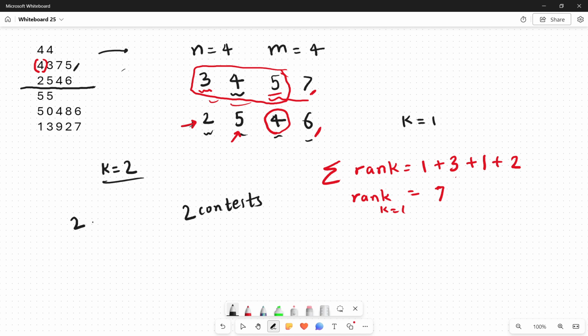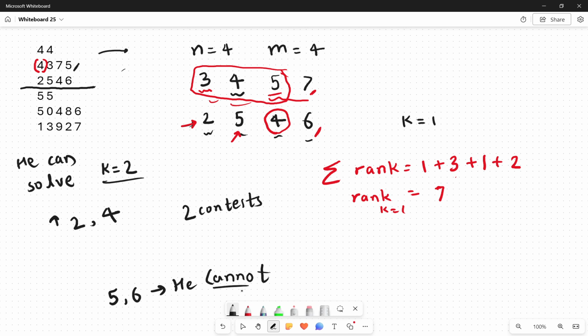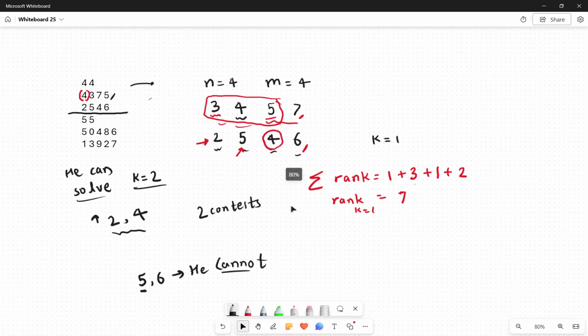So these problems having rating 2 and 4 are solvable by Kevin. Okay, he can solve them. And the problems with rating 5, 6 he cannot, right? So what is better: to group the two problems that he can solve, or to group one problem he can solve with another problem that he cannot solve? So we'll see what is better for him.